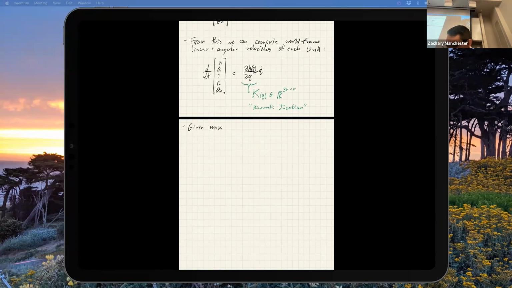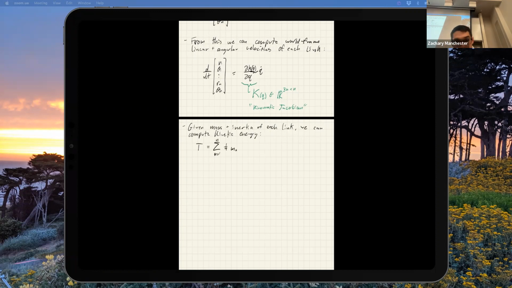So if we have the mass and inertia of each link, we can compute kinetic energy. Here's what that looks like. So this guy, remember, for each link, at least in 2D, it's just kind of the 1/2 mv squared stuff.